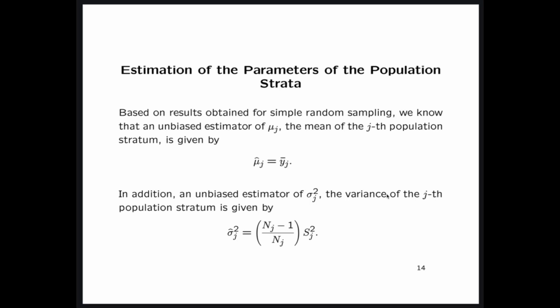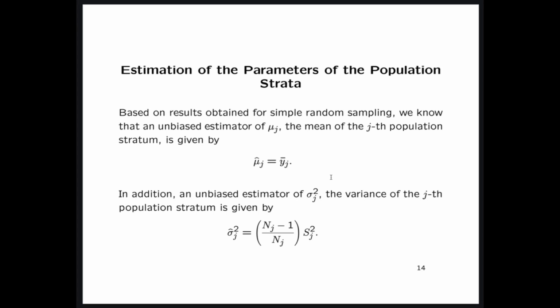Now, based on results obtained for simple random sampling that we covered in the last module, we know that an unbiased estimate of mu sub j, the mean of the jth population stratum, is given by the mean of a sample that has been selected from that stratum. So mu hat sub j, the unbiased estimator of mu sub j, is equal to y bar j dot, which is the mean of the sample that has been selected from stratum j.